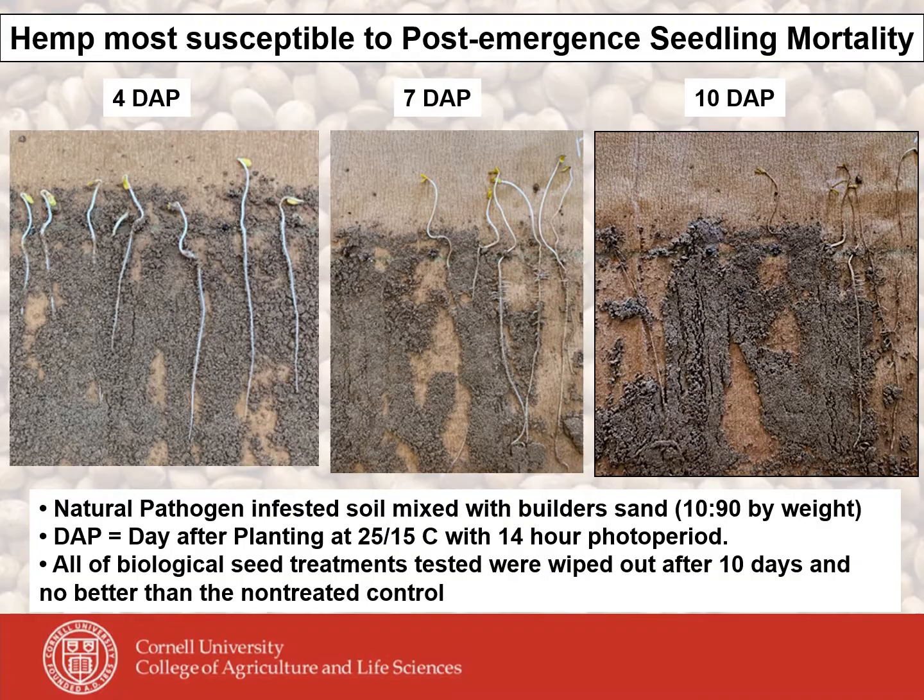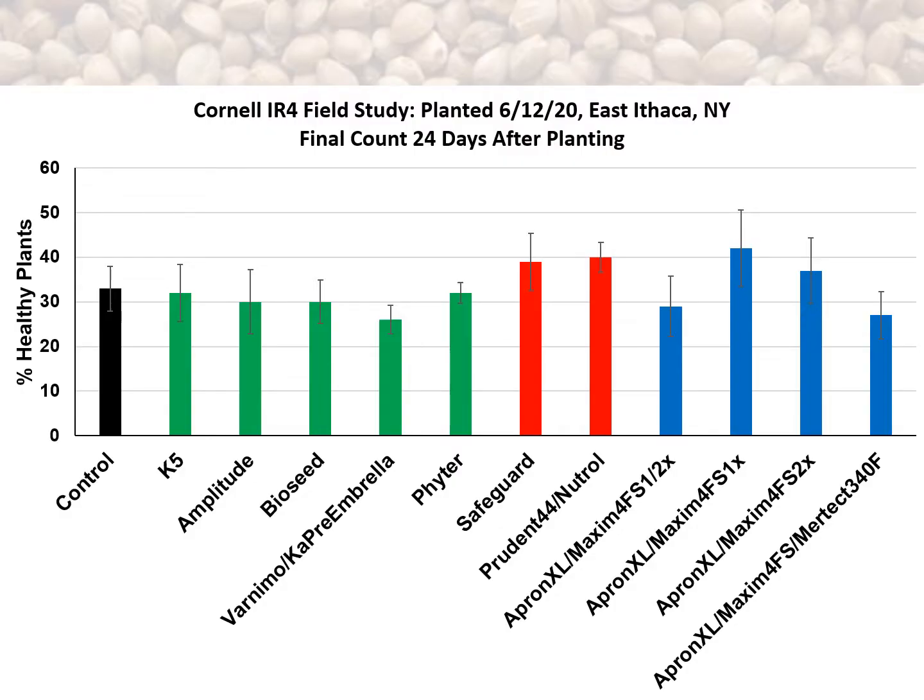But our primary interest in showing you today is the field data. We have two field studies at Cornell. The first one was planted on June 12th. Again, now we can see how this color coding is going to help us. The black bar on the left is the control, non-treated. You can see all the green treatments, none of the biologicals doing any better than the control. However, the Safeguard, the organic copper, and the Prudent, the phosphate, are doing quite well and as good as one of our best Apron Maxim treatments. So this looks very promising.